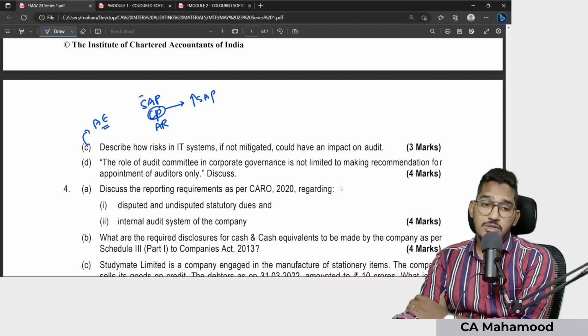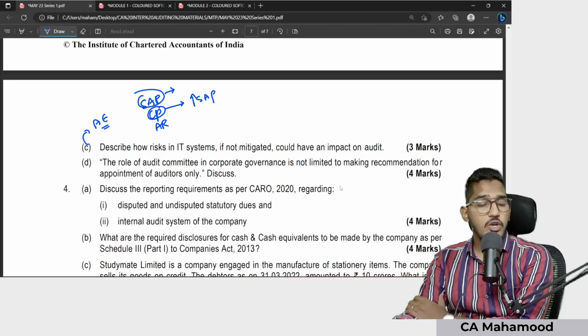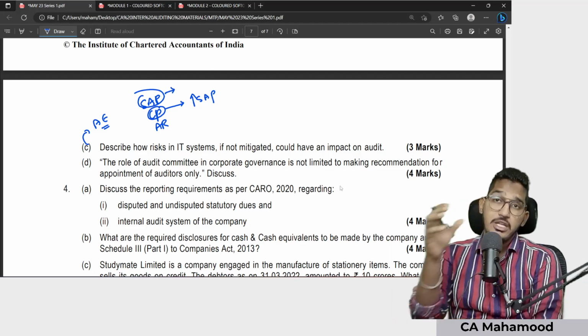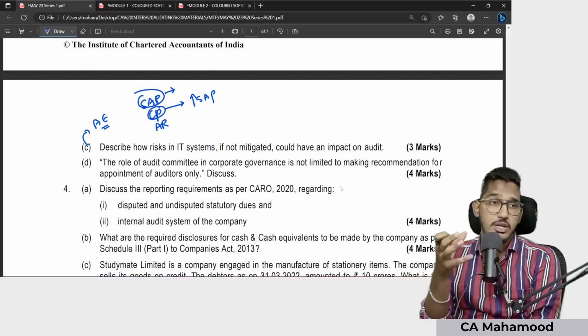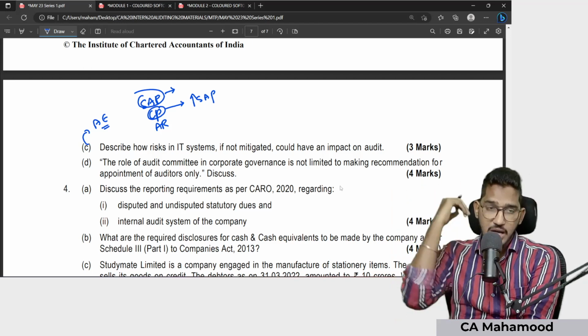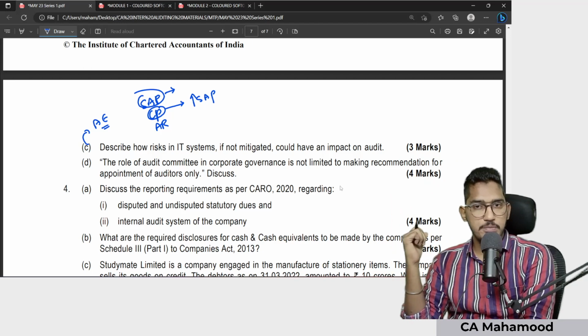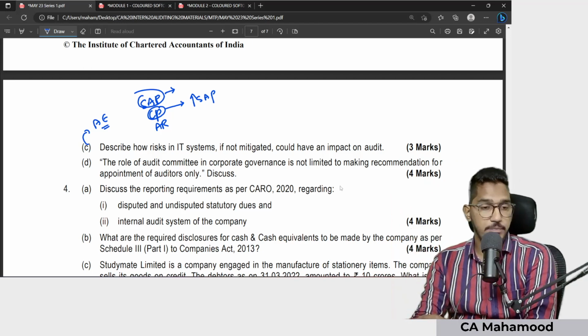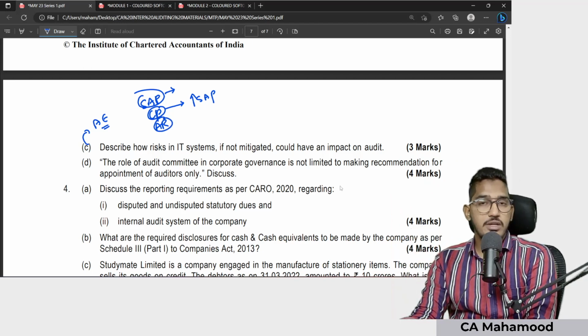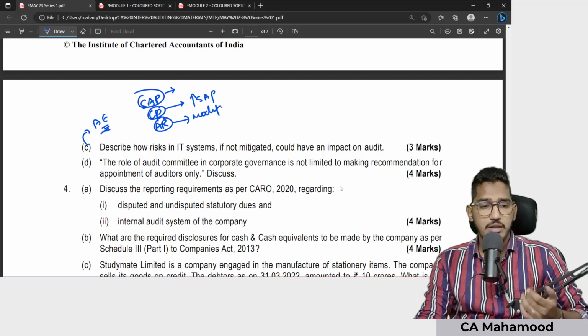How will risk have an impact on substantive audit procedures? The auditor will not be able to use directly the information which is generated from the system. First, he needs to verify whether the information generated from the system is adequate or not. Then only he can start using it for audit purposes. So here also he needs to perform more work. And if the IT risks are so severe, then the auditor might consider even modifying the opinion also. So this is the question from audit in an automated environment.